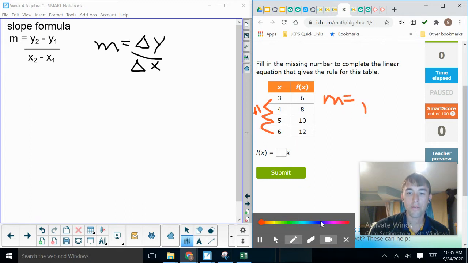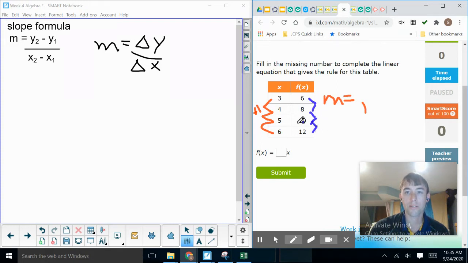Change in y, looking here, how does y change? From 6 to 8, from 8 to 10, from 10 to 12. How is that changing? Well, 6 plus 2 is 8, 8 plus 2 is 10, 10 plus 2 is 12. It's changing plus 2 each time. So that's my change in y.